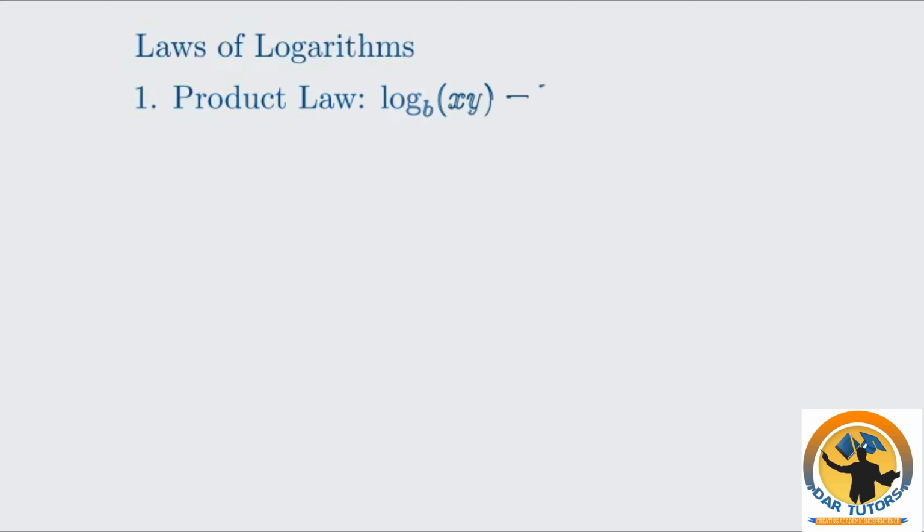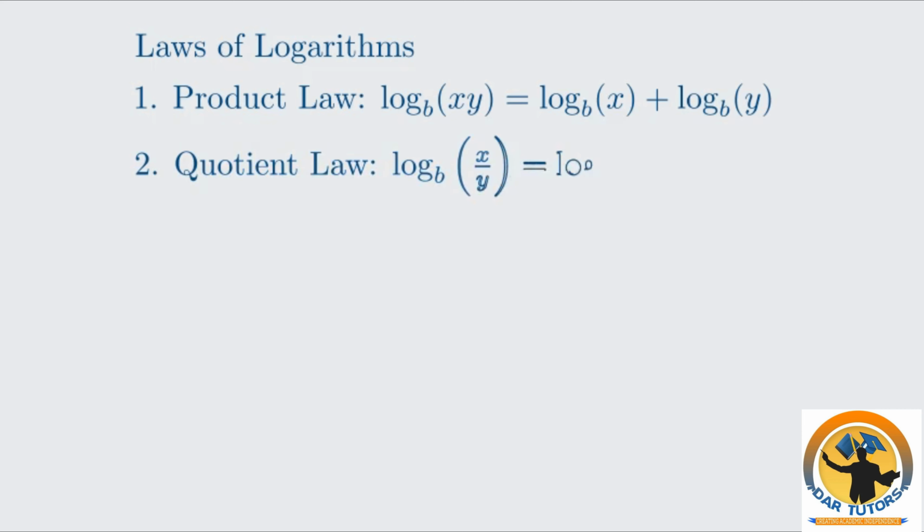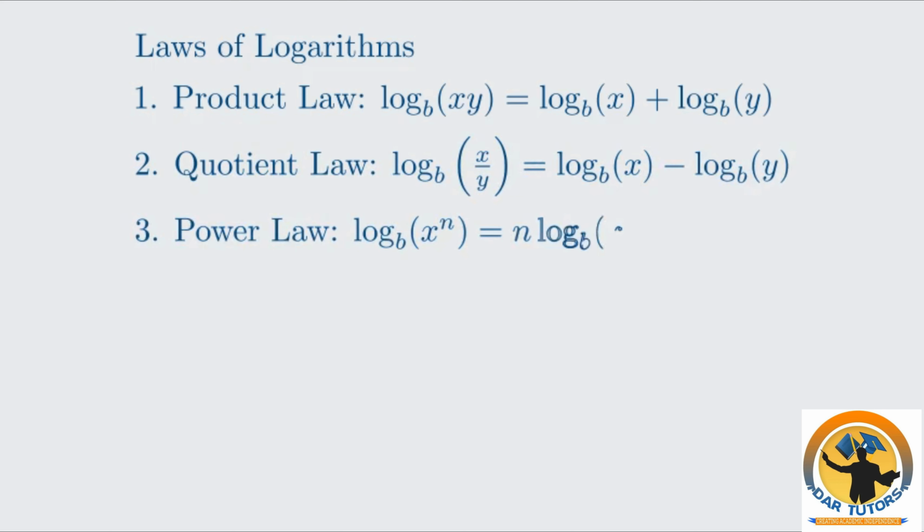Our first objective is to manipulate logarithmic expressions. To do this, we need to be very familiar with the three main laws of logarithms. First, the product law states that the logarithm of a product is the sum of the logarithms. Second, the quotient law says the logarithm of a quotient is the difference of the logarithms. And third, the power law allows us to bring an exponent down as a multiplier. Let's see these in action with a few examples.